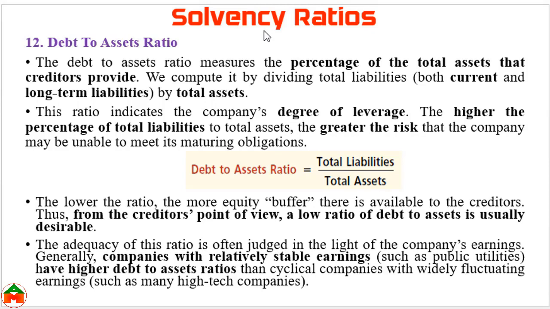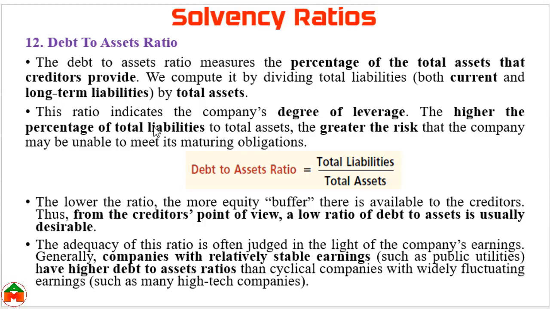Now we can see the solvency ratios, and the first ratio under the solvency ratio is the debt to asset ratio. Here debt means debenture or liabilities. By this debt to asset ratio, we measure the percentage of total assets that is provided by the creditors or the liabilities. The formula is total liabilities divided by total assets. We take both the current liabilities and the long-term liabilities. This debt to asset ratio is also known as degree of leverage.